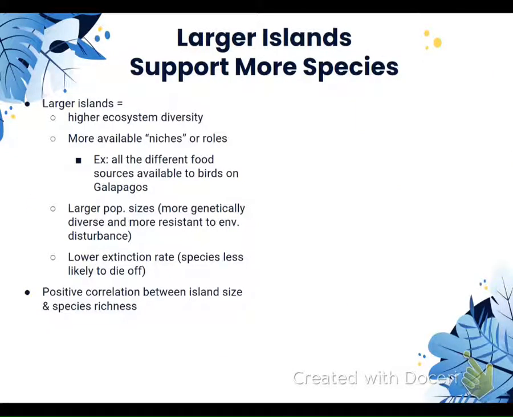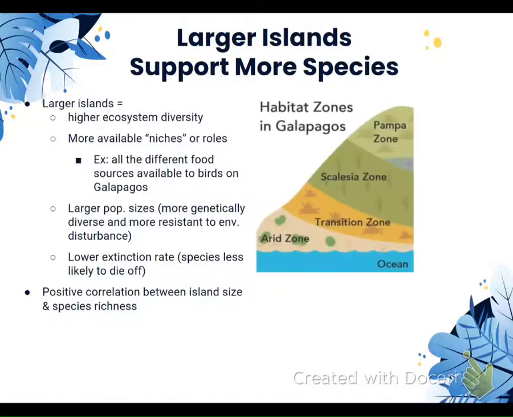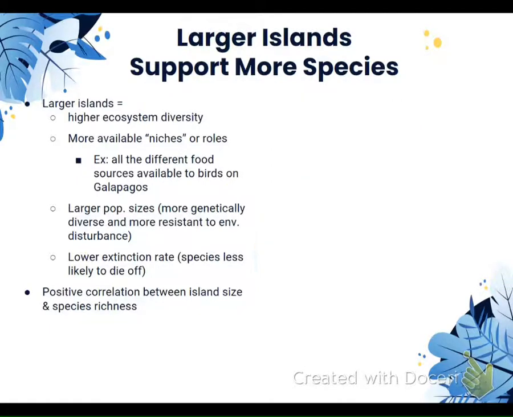Larger islands support more species. There's more ecosystem diversity, more niches, larger population sizes. Why? Because there are more places for them to live. Therefore, there's going to be lower extinction rates, because there's not going to be as much competition, since there are more places for them to live. There's a positive correlation between the size of the island and the species richness.